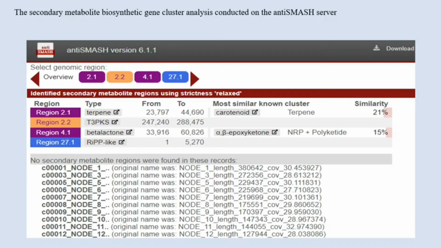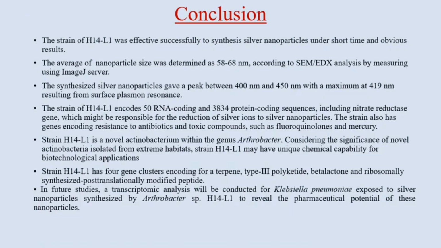For the secondary metabolite biosynthetic gene clusters, antiSMASH results gave 4 clusters, one that synthesizes tryptophan, and one that gave a similarity coding with carotenoid, which is responsible for the pigment. Also, it synthesizes type 3 polyketide, beta-lactone, and ribosomally synthesized post-translationally modified peptide.